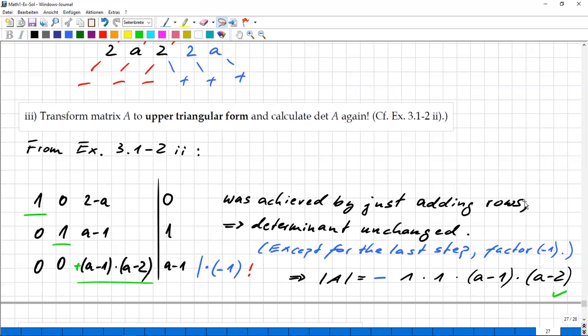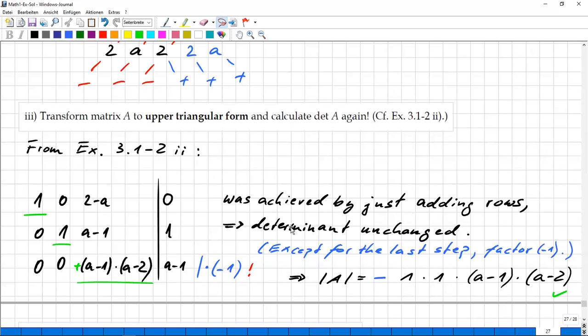That's it. And you can even, that's interesting, you can even take one row times 5 and add it to another row, and still it has no influence on the determinant of the resulting matrix. That's an interesting fact. And because we were just adding rows, it never made any changes on the determinant. And this means we do not have to start out again.